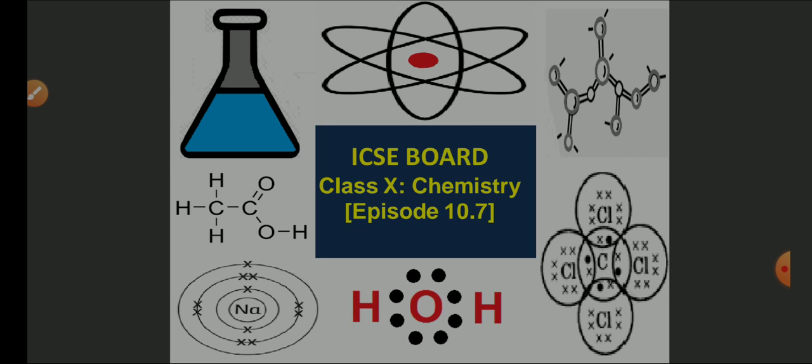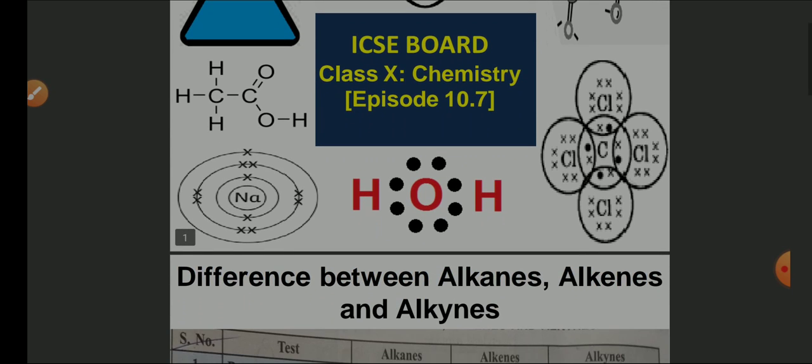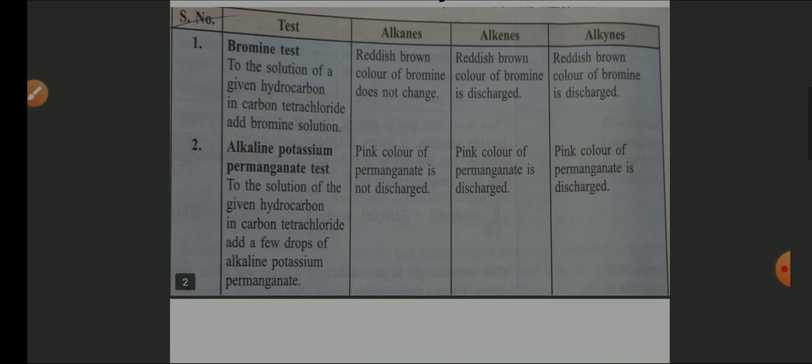In this episode we are going to work on the differentiation between saturated and unsaturated hydrocarbons with the help of chemical testing. Here the chemical testing can be done with the help of bromine water and alkaline potassium permanganate. So let us talk about differentiating between alkane, alkene and alkyne, or you can say saturated and unsaturated hydrocarbons. The first one is the bromine test.